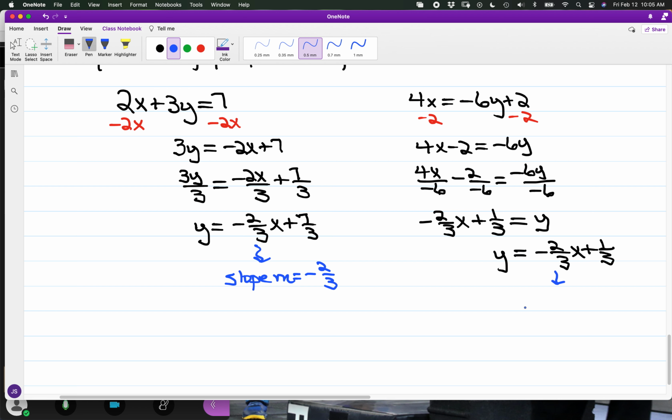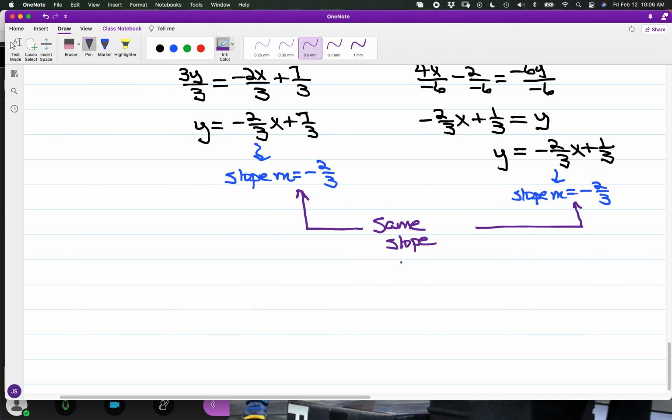Now, for the slope, we have negative 2/3. Okay. And so for what we have in this case, all right, so you have negative 2/3 as the slope for the first line, and negative 2/3 as the slope for the second line. So we had the same slope, and so we're going to have, in consequence, okay, that the lines are going to run parallel.